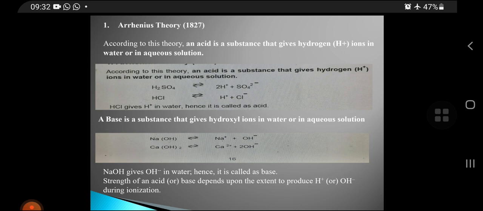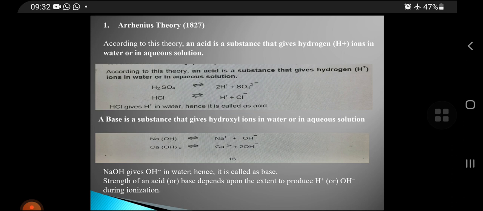So, any substance that gives or produces hydrogen ion in aqueous solution is called an acid. This is very important. You can take any substance and dissolve it in an aqueous solution. If it produces H plus ion, that is the acid concept of Arrhenius theory.